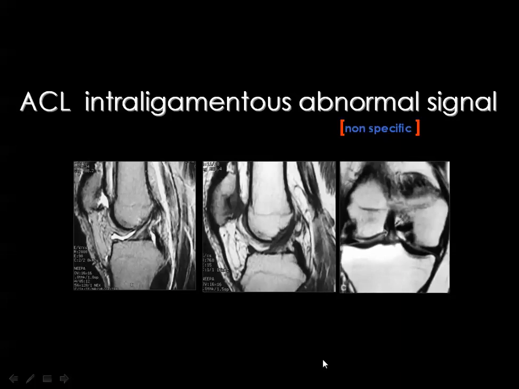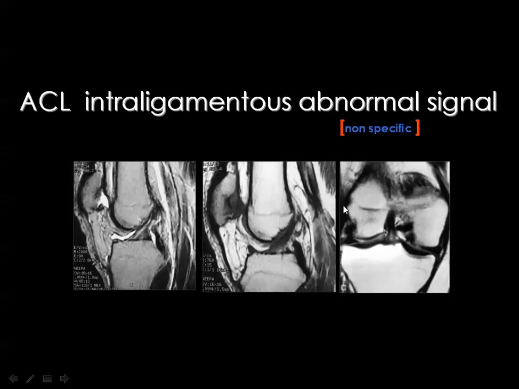Sometimes you can see abnormal signals within the anterior cruciate ligament. And if the anterior cruciate ligament is stretched and is parallel to the roof of the intercondylar notch, then ask yourself whether the abnormal signal is seen in the T1 or in the T2. In both sequences, abnormal signal is considered within normal range if the ligament is stretched and is coursing parallel to the roof of the intercondylar notch.